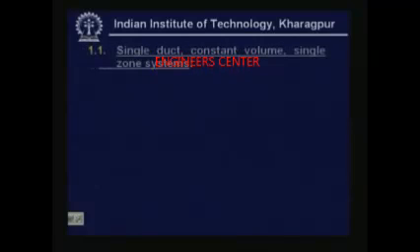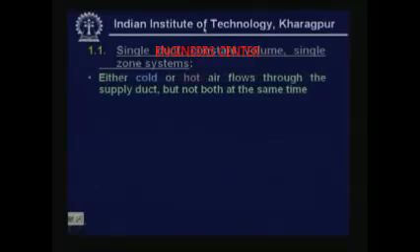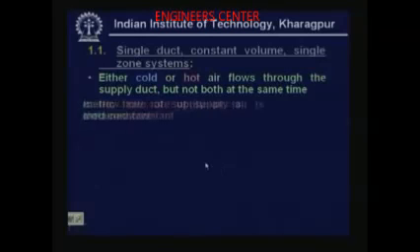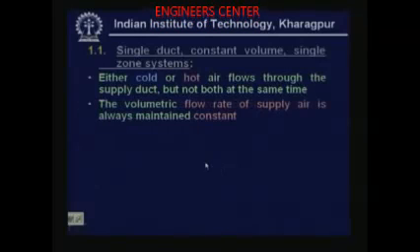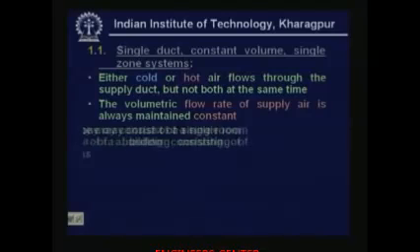So first let us look at single duct, constant volume, single zone systems. As the name implies, here we have a single duct. So through the duct either cold or hot air flows through the supply duct, but both do not flow at the same time. That means you do not have simultaneous flow of cold or hot air, either cold air flows or hot air flows at a given time. And the volumetric flow rate of supply air is always maintained constant. That is why you call this constant volume systems.